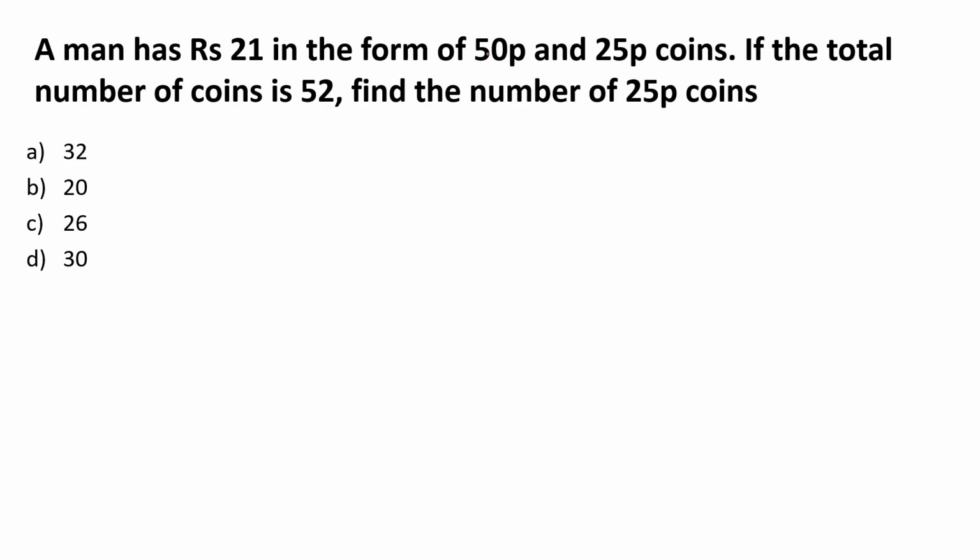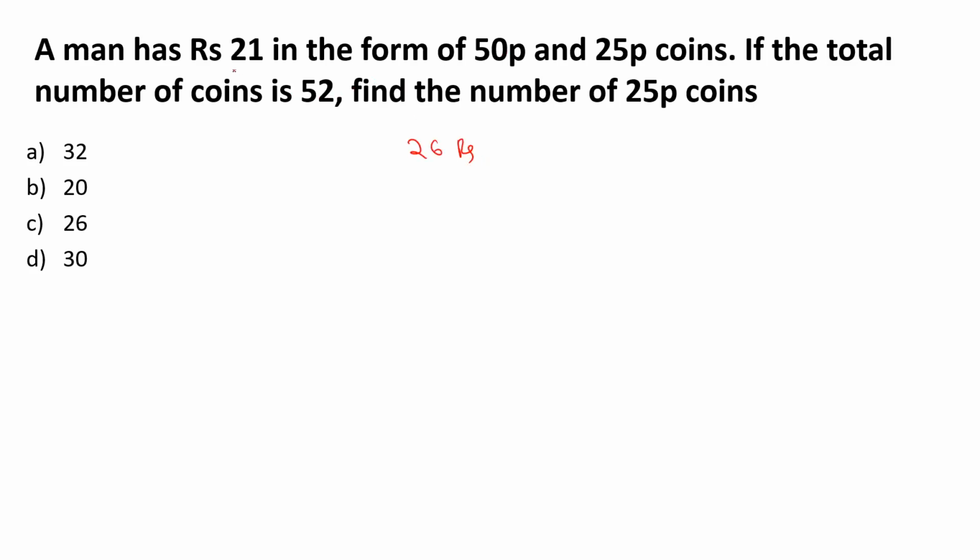Okay. Let us assume all the coins are of the same kind, 50 paisa. When we assume all coins are 50 paisa coins, there are 52 coins. Then the amount would be half of 52. 50 paisa coins going to give us half a rupee each, so the total would be 26 rupees.